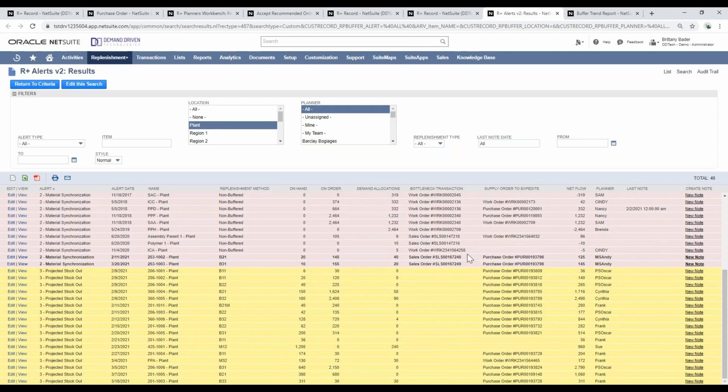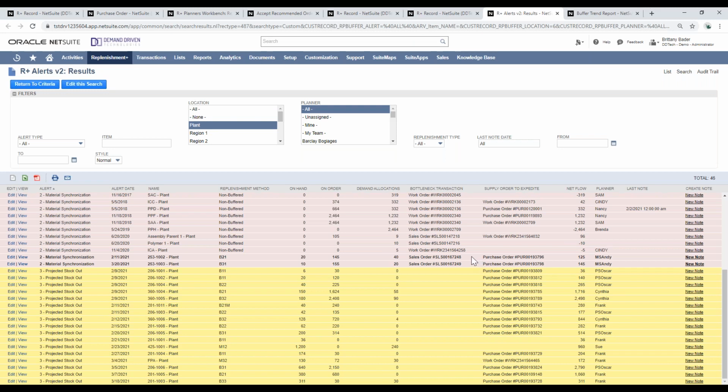When I look at this material synchronization alert, I'm not currently stocked out, but based off of the demand that we need to fulfill and the supply that I have in the system within one lead time, we will stock out unless I take an action here. So I can see that this sales order is going to put me in a stock out position. So I might want to expedite this next purchase order so I can receive supply earlier and avoid a stock out.